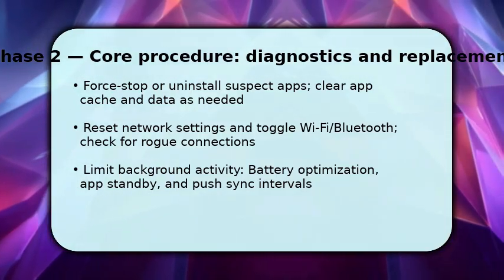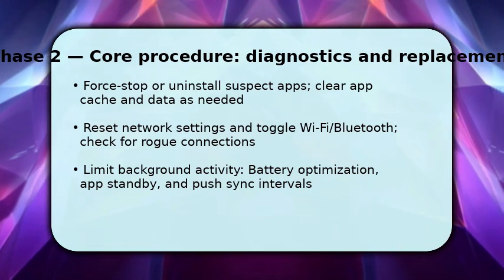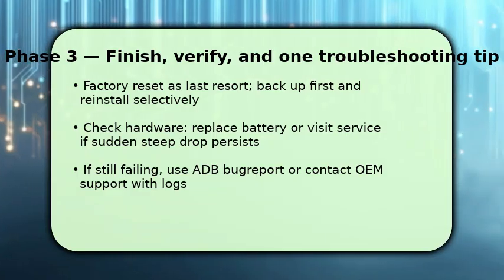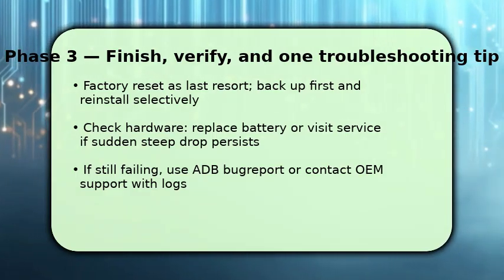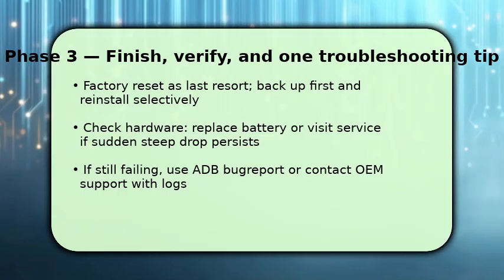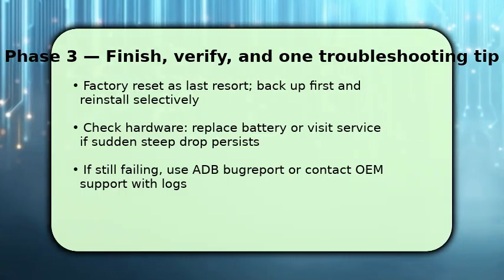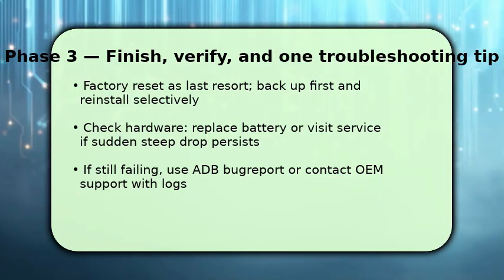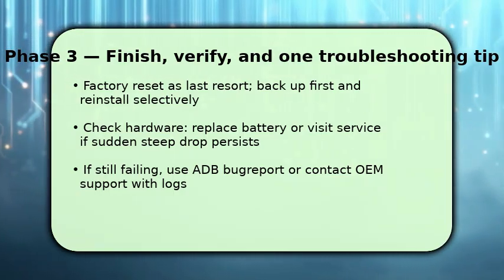If software fixes fail, back up your data and perform a factory reset, then reinstall apps selectively to isolate the culprit. If battery life still plummets or the phone heats under light use, suspect hardware; get the battery tested or replaced. If problems persist, capture an ADB bug report or battery stats and contact OEM support.